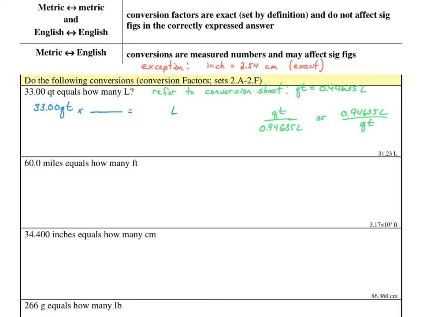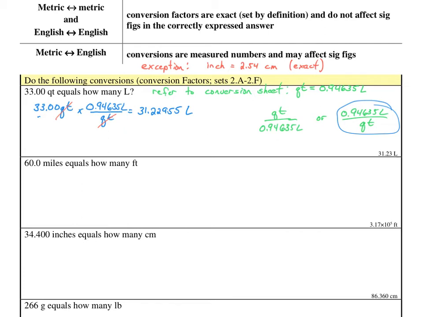So 33.00 quarts is going to be multiplied by some conversion factor. We want to choose the conversion factor that cancels out units of quarts and do the indicated math. Our indicated math is 33.00 multiplied by 0.94635. Remember, numbers in the top, in the numerator, indicate multiplication. Those in the bottom indicate division. We have our calculator answer.